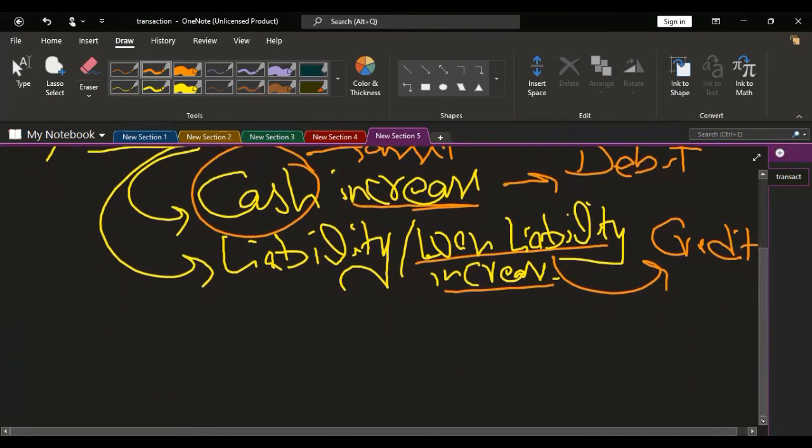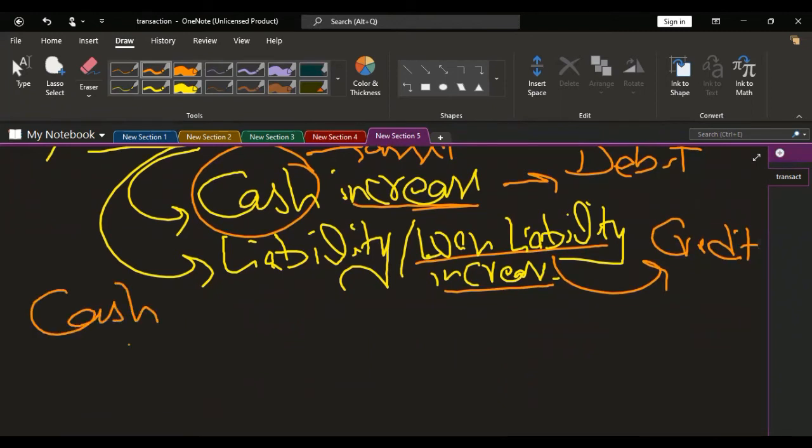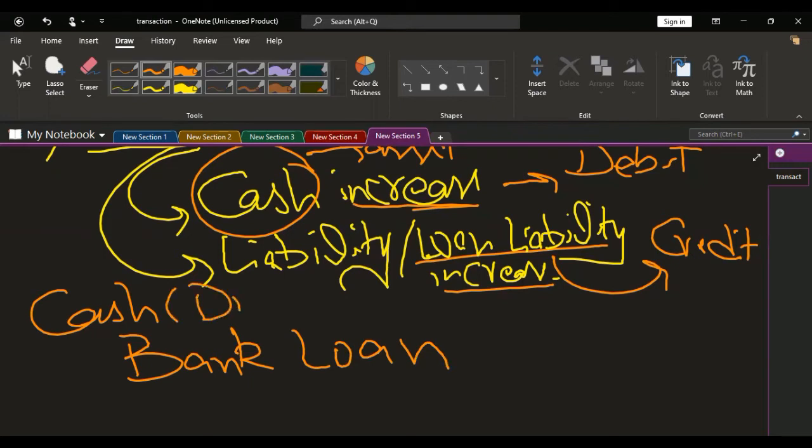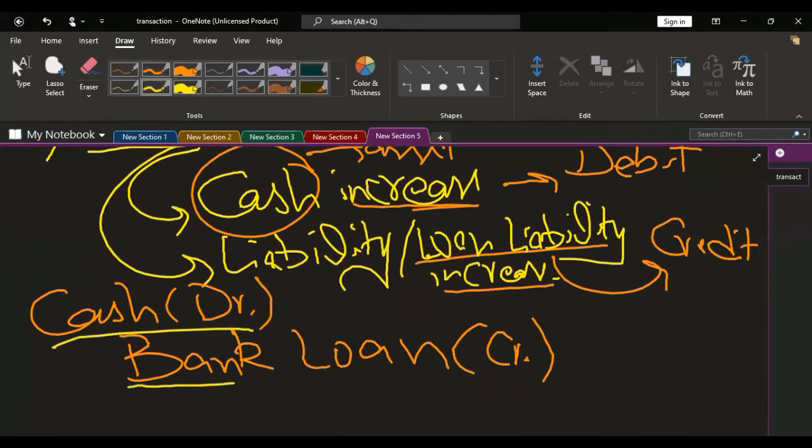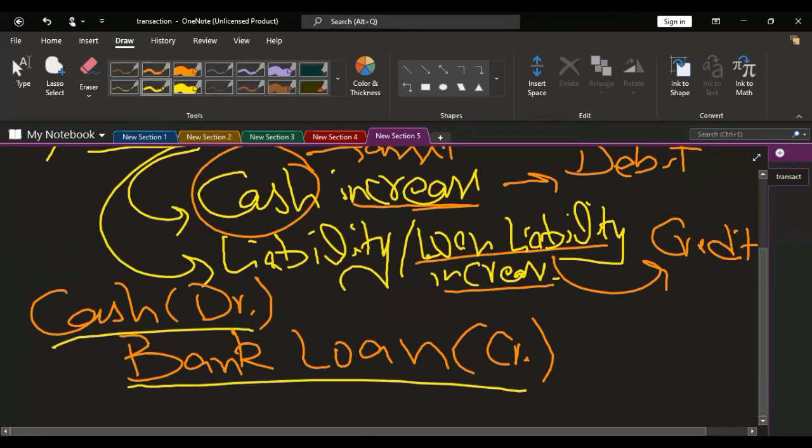So the journal entry here will be: cash debit, bank loan credit. This is our debit item and the credit item is bank loan. Cash debit, bank loan credit.